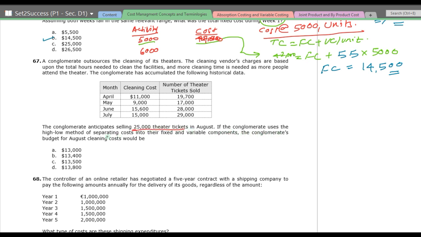If the conglomerate uses the high-low method of separating costs into the fixed and variable components, we have to find the budgeted August cleaning cost for 25,000 units. So let us find the lowest activity and the highest activity, and the lowest cost and the highest cost. The lowest activity is 17,000, the highest activity is 29,000, the lowest cost is 9,000, and the highest cost is 15,000.